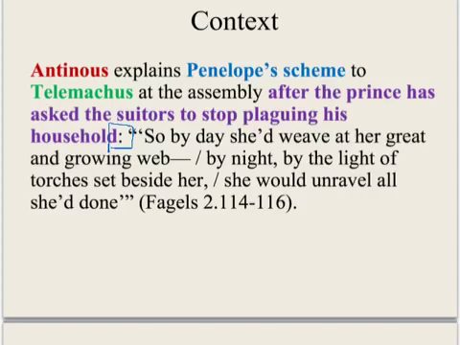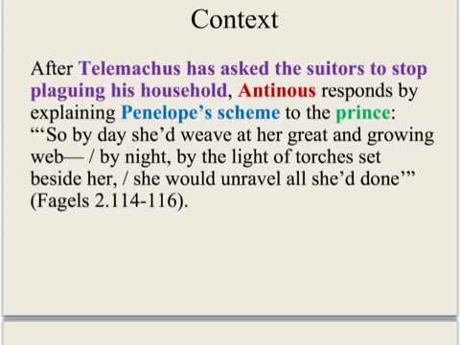Okay? There are multiple ways to style the sentence with the context. Let's look at another one. This one puts the 4 elements of context into a different order. After Telemachus has asked the suitors to stop plaguing his household, notice the subordinate clause, Antinous responds by explaining Penelope's scheme to the prince. And Telemachus is the prince, I don't need to repeat his name. This one also uses a colon. And later, when we get to part 2 and part 3, we're going to be talking about all the different ways to incorporate. Right now we're just using a colon, which means the quotation is an example of what I just said. This is the scheme.